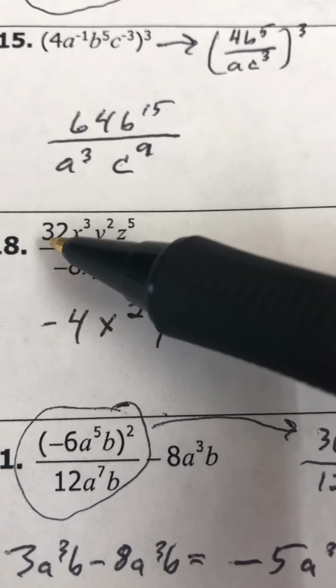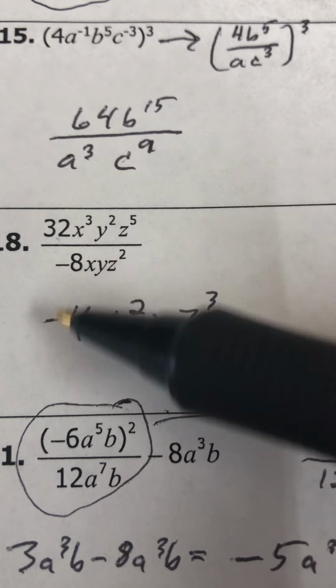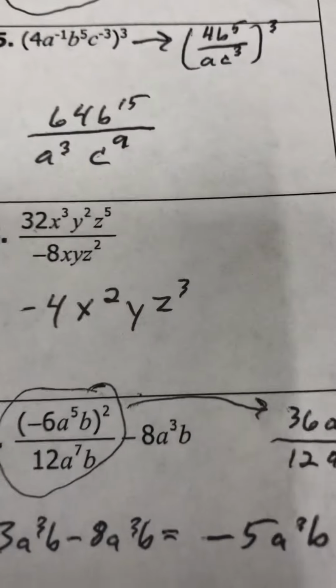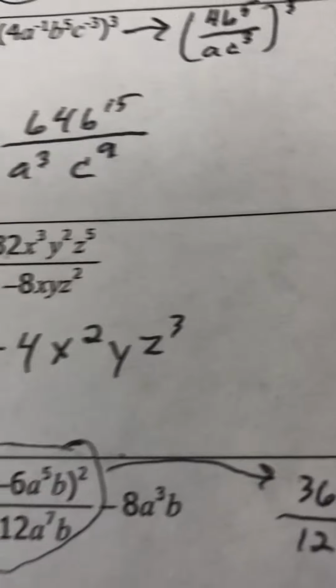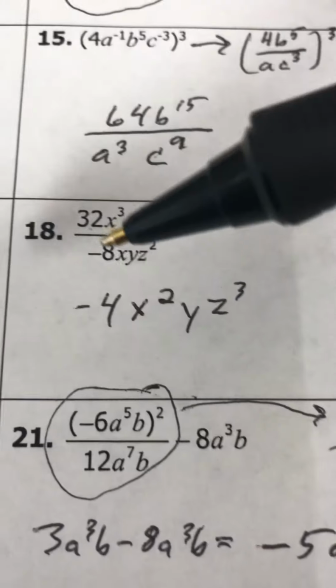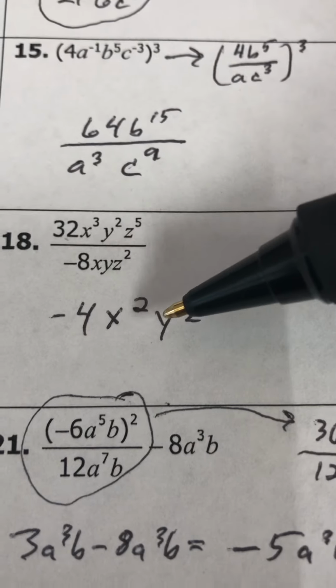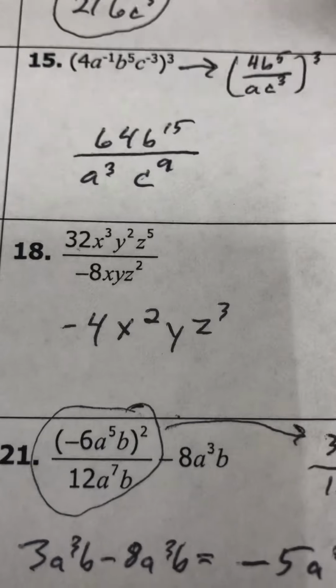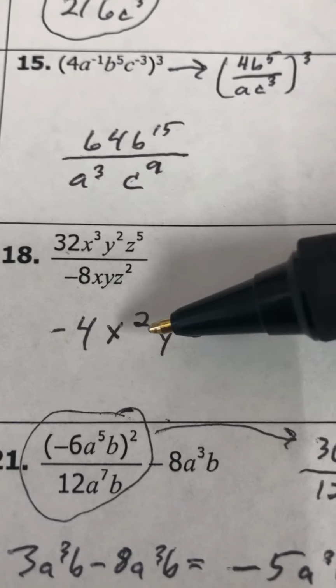18. 32 divided by negative 8 gives me negative 4. I just leave that. I don't have to put it as a fraction or anything like that because that's not the exponent. That's just the number. Remember, it's just negative exponents I can't deal with. I have to move those across the line.